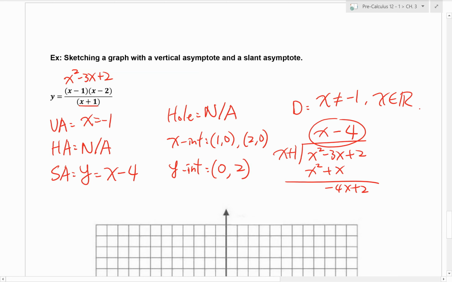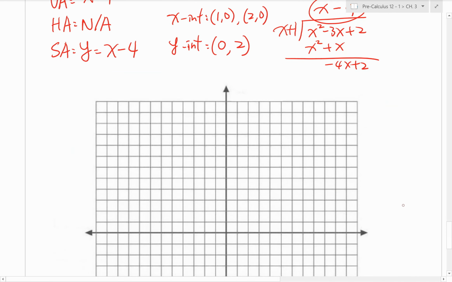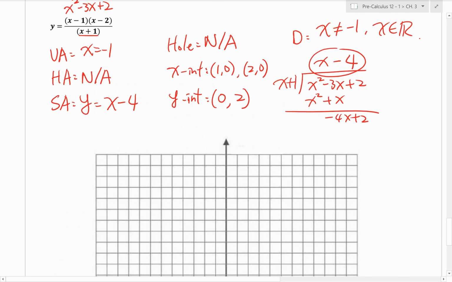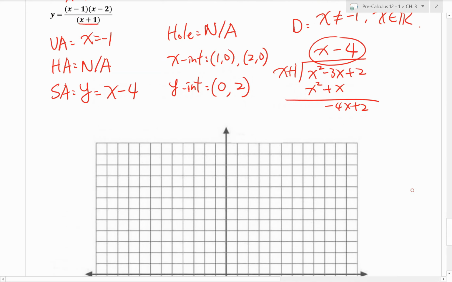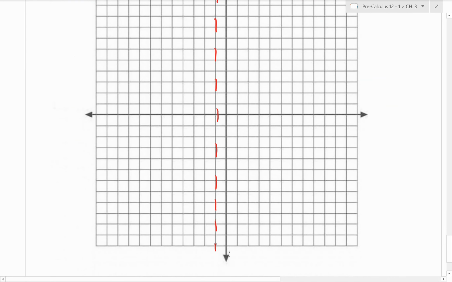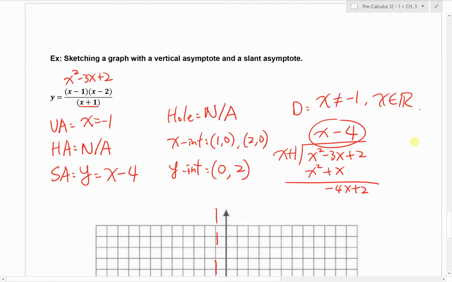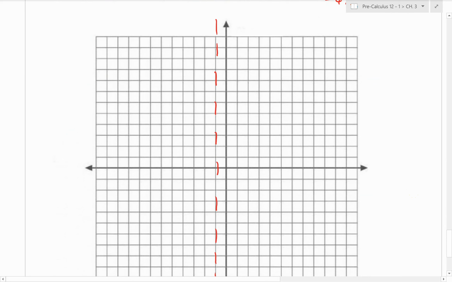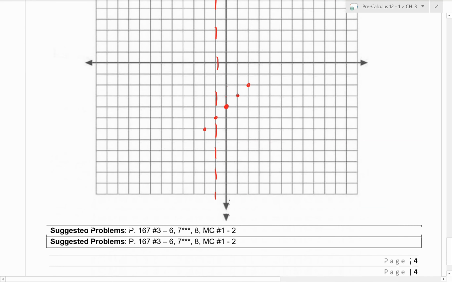So again, we're going to put this information onto the grid. First of all, I'm going to do the asymptotes. Vertical asymptote at -1, that is right here. And then we have a slant asymptote with equation, what is it, y equals x minus 4. So 1, 2, 3, 4, that is right here. We go 1 up, 1 right, 1 up, 1 right, or 1 down, 1 left. So here, you know what, I'm just going to use points.